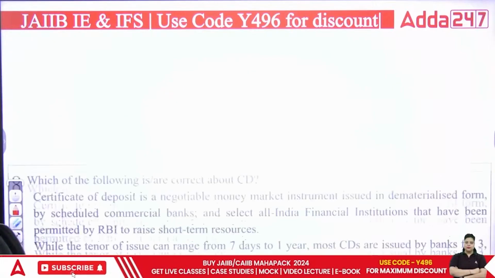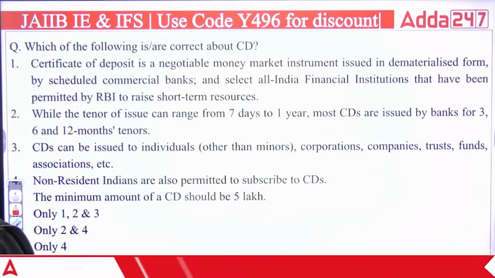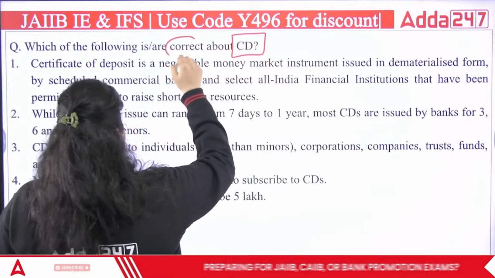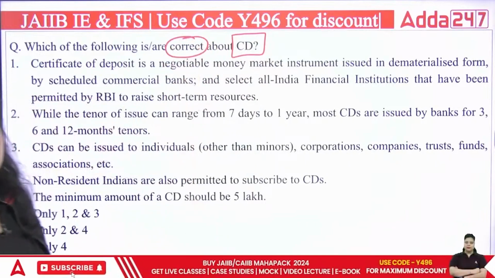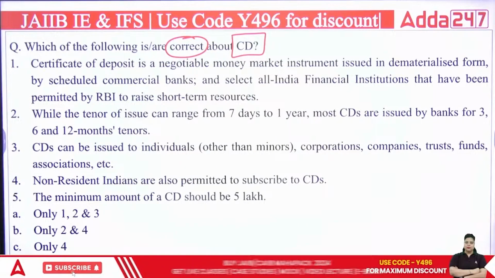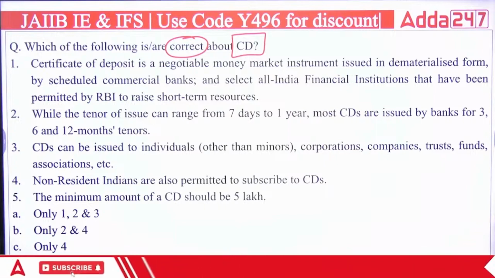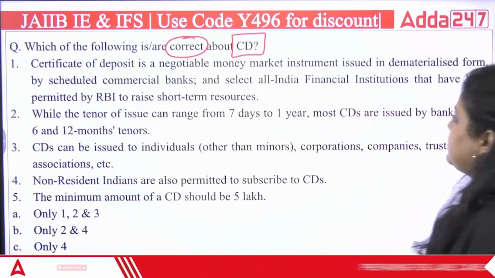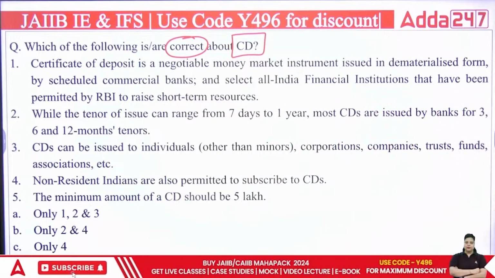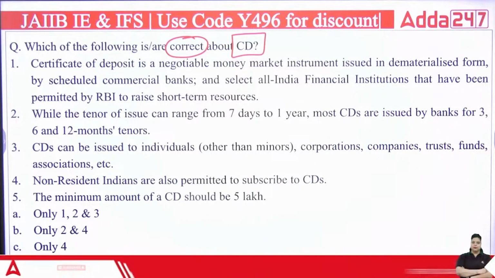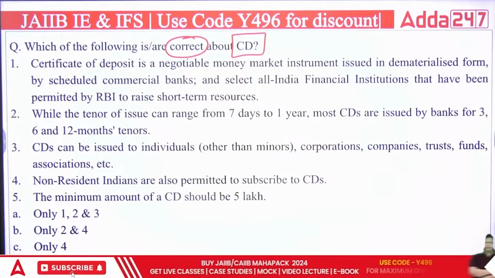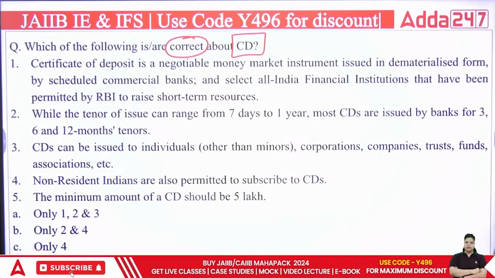Now, the second question is talking about the second instrument of money market, that is certificate of deposit, and the question is asking which of the following statements are correct about the certificate of deposit. Okay, so first is saying certificate of deposit is a negotiable money market instrument that is issued in dematerialized form by scheduled commercial banks and select all India financial institutions that have been permitted by RBI to raise short-term resources. So this is the first statement.